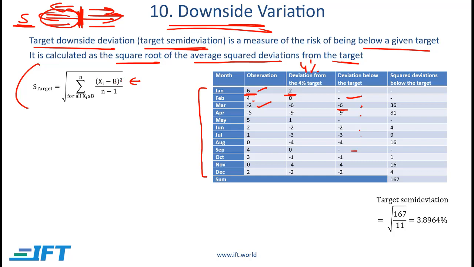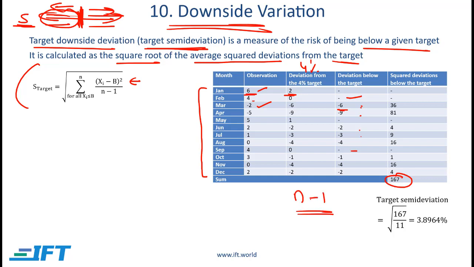So that basically removes the minus. And then we add all those numbers. So that's happening over here. We take each of these numbers and add them. That gives us 167 for this data. And then we divide by n minus 1.